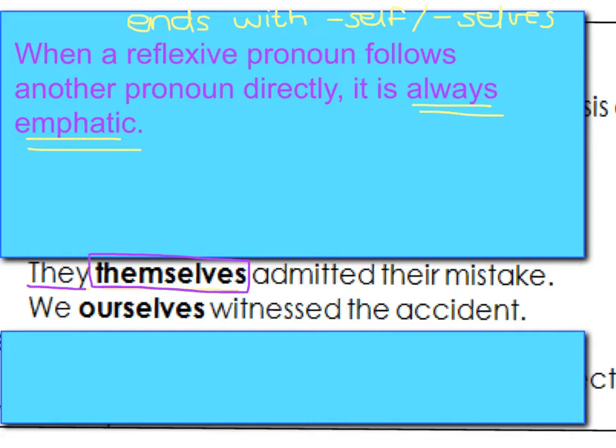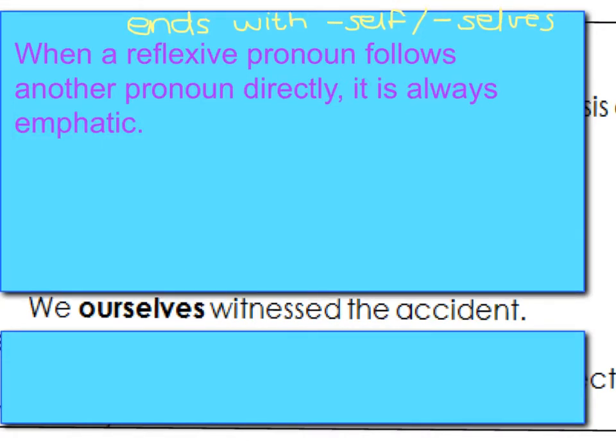I don't need this word to understand that they admitted their mistakes. In fact, if I cover it completely, it makes complete sense. Can you see? They admitted their mistake. I therefore don't even need this word to understand the sentence, and therefore it is emphatic. Let's have a look at the last sentence.